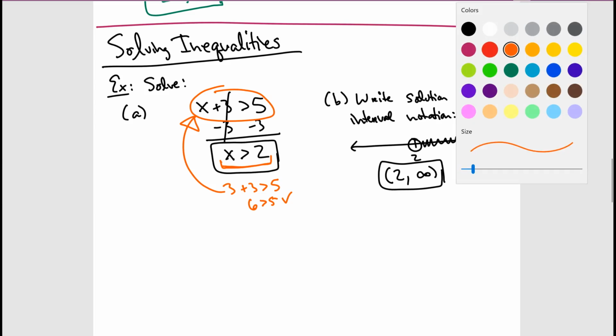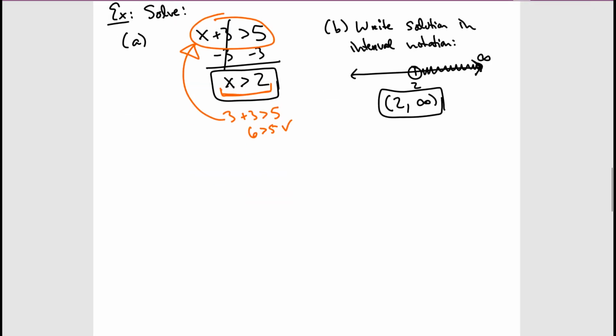Okay? So let's try another problem. So let's say we wanted to solve, and what we wanted to solve was 2x minus 7 is less than or equal to, I don't know, let's say 5. Okay, so you can go ahead and try this out if you want, by pausing it, or you can do it with me right now.